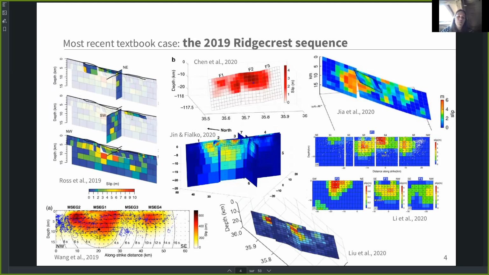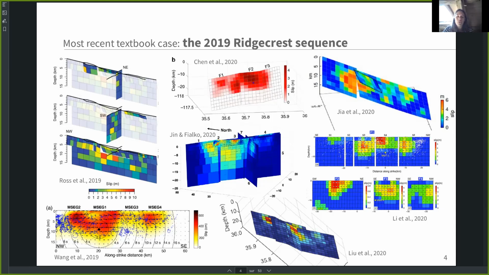There have been a lot of models that have been published for this sequence. One interesting thing is that they are all very different. They are different in the location of the maximum slip that has been inferred. For instance, here you have one main slip patch, and in this model, we have two main slip patches, etc. Another thing that is interesting is that the amplitude of the slip that has been inferred is very different. Here, the maximum amplitude is 4 to 5 meters, and here, for instance, it is up to 10 meters of slip.